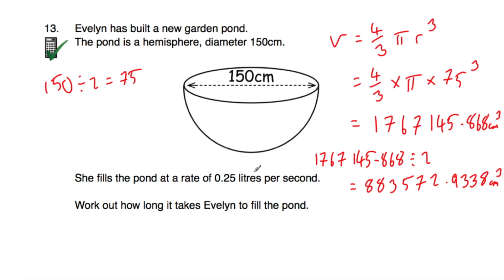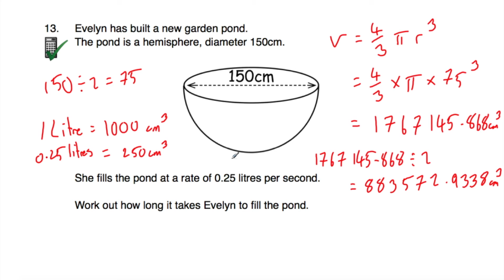Now, she's filling it at a rate of 0.25 litres per second. Now, 1 litre is equal to 1,000 centimeters cubed. So that means that 0.25 litres would be equal to 250 centimeters cubed. So just multiply 0.25 by 1,000 gives us 250 centimeters cubed. So that means that every single second 250 centimeters cubed worth of water is pouring into this pond.